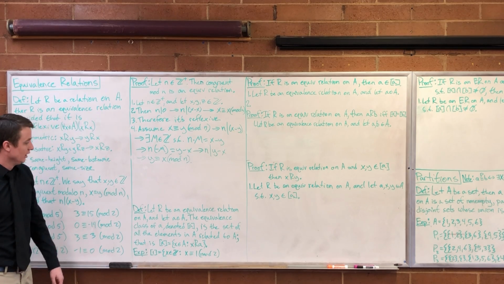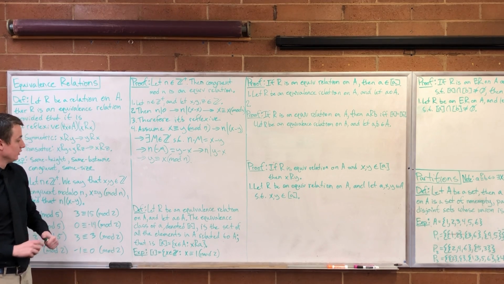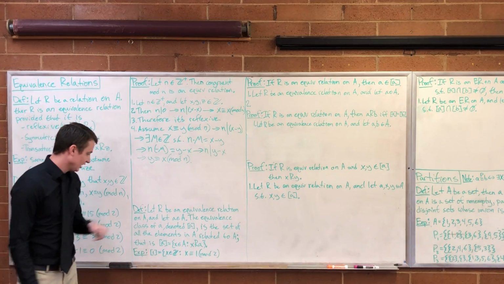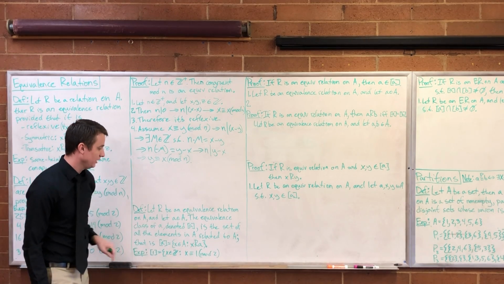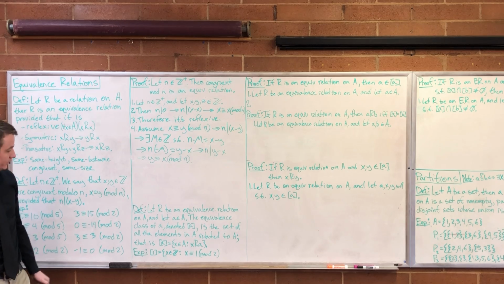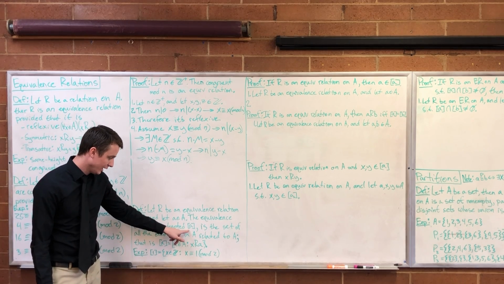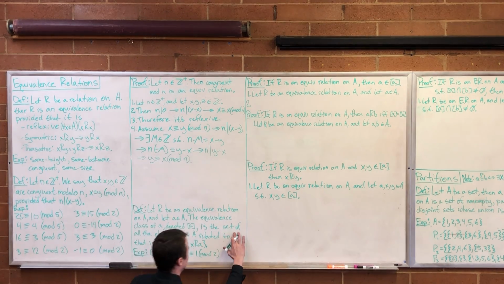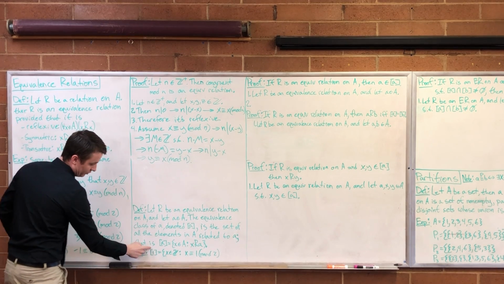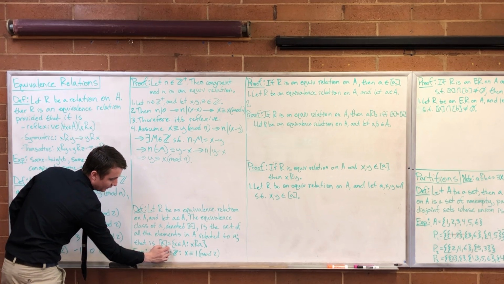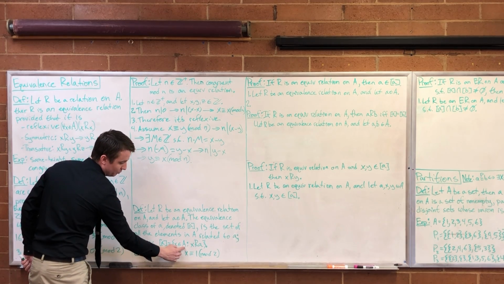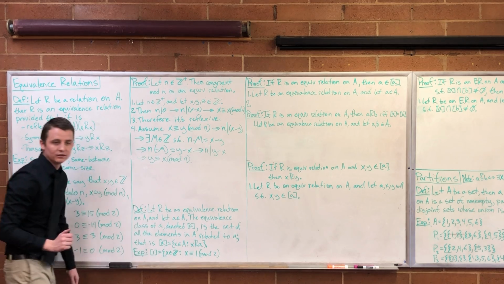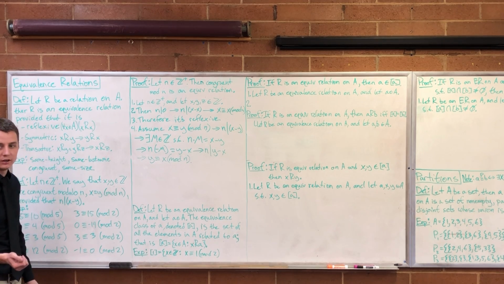Next definition. Let R be an equivalence relation on some set A, and let little a be an element in there. The equivalence class of a, denoted by these square brackets with a in there, is the set of all the elements in big A related to little a. Or in other words, the equivalence class of a is equal to the set of all x in big A such that x is related to a. That's the equivalence class.